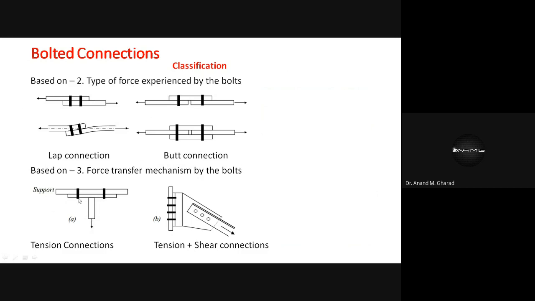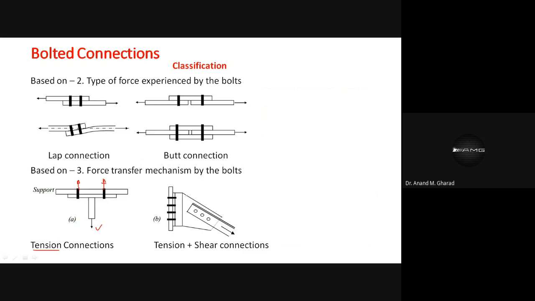In which direction will these bolts have the forces? In which direction will these bolts try to resist this force? The resistance which will be offered by these bolts will be in this direction. Okay? It is as simple as that. So you can say that the forces which are experienced by these bolts are in the form of tension force. Okay? And hence they are known as tension connections.